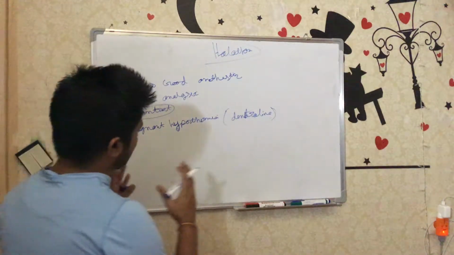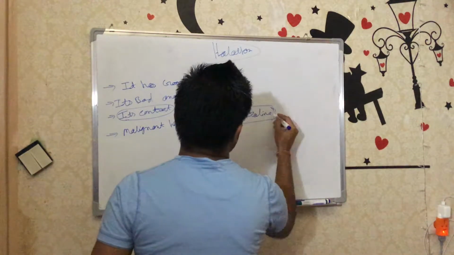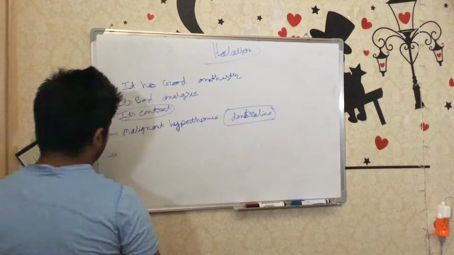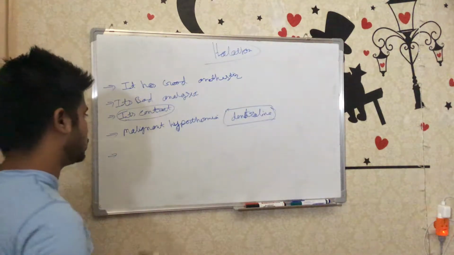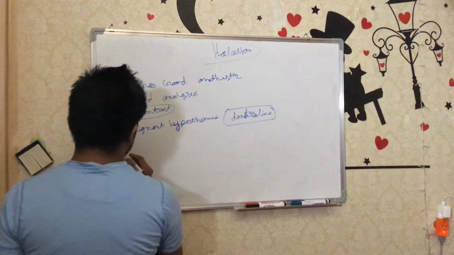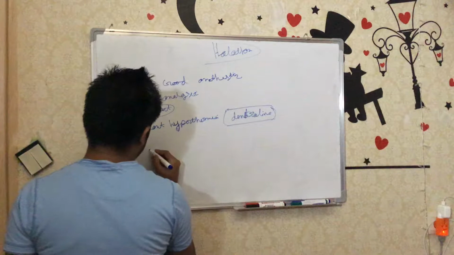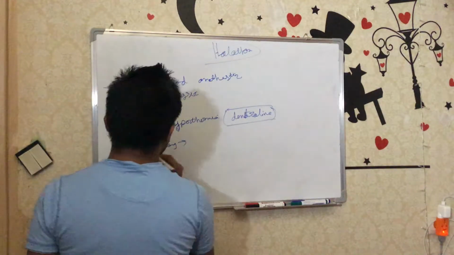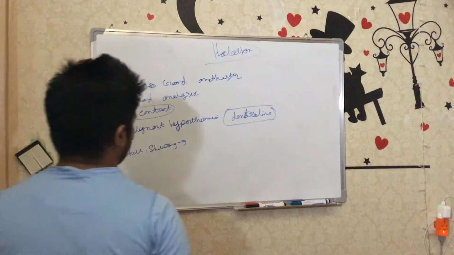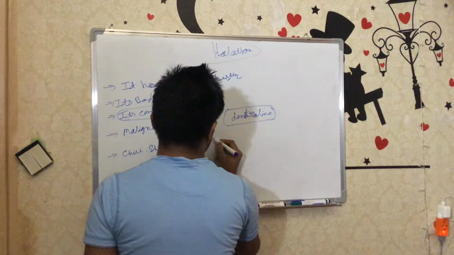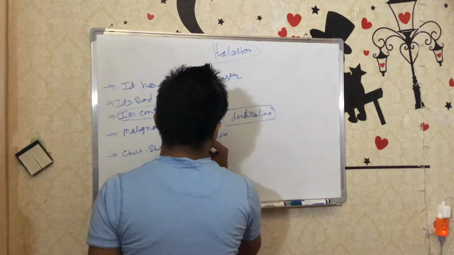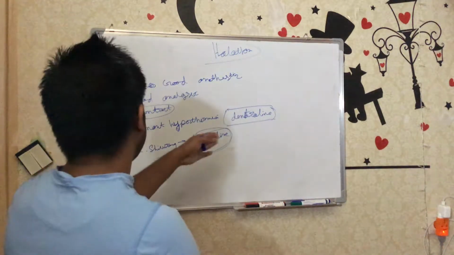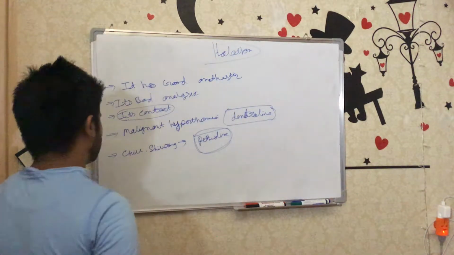But now you should know which drug should be given to prevent malignant hyperthermia. And due to the hyperthermia, the patients have chills and shivering because the temperature becomes high. So to prevent the chills and shivering, the drug is pethidine. We should give dantrolene for malignant hyperthermia and pethidine for chills and shivering.